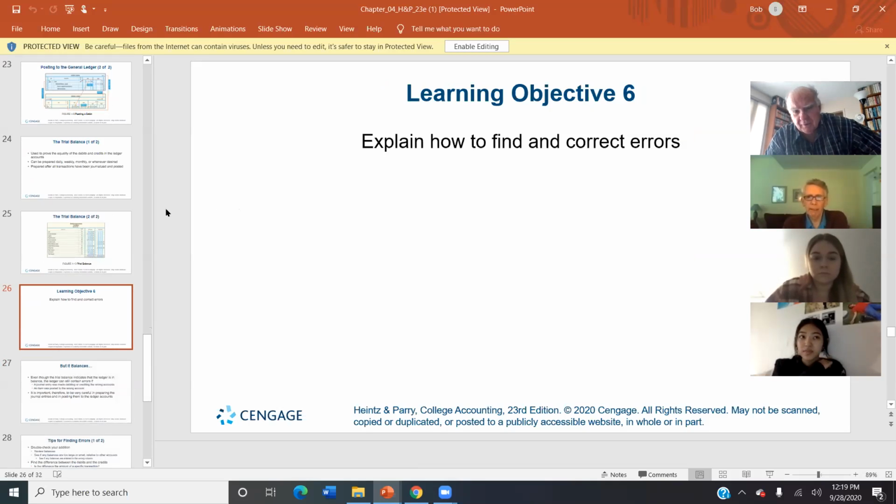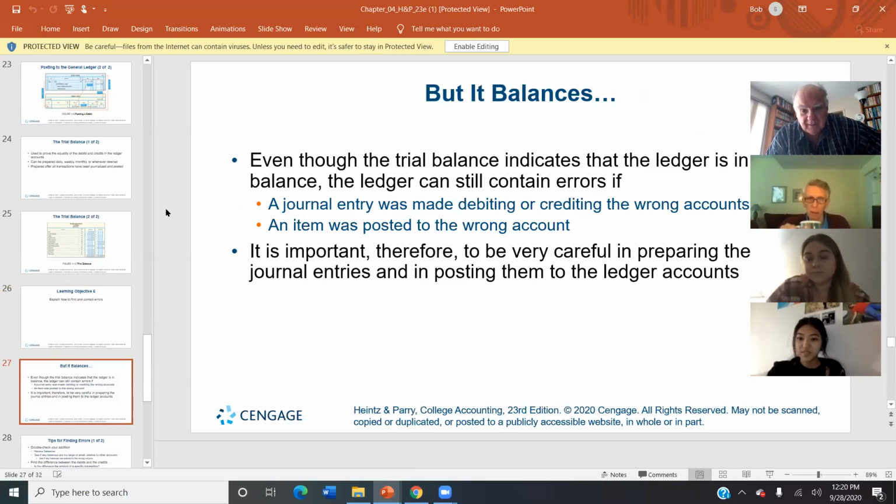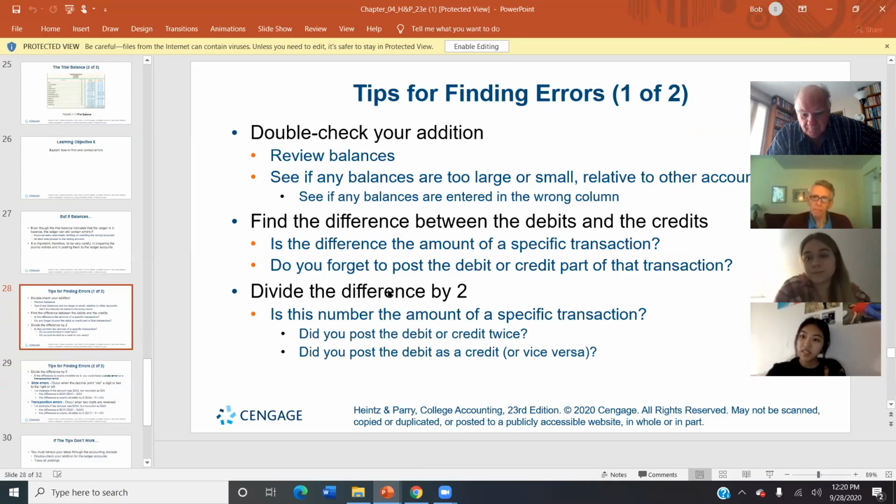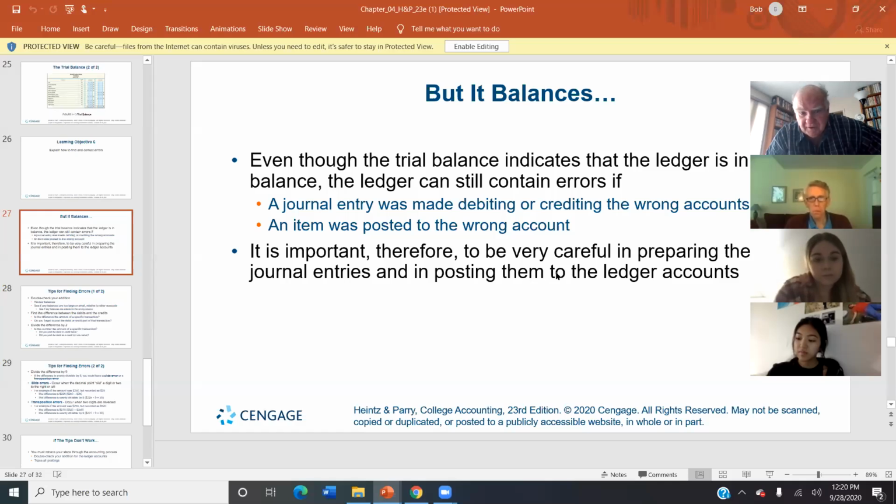How to find and correct errors. I'm not going to get into this too much. I'm just going to say when you make an error in the general ledger, you can't erase it. You really can't cross it out because it's there forever. The only way to correct is to reverse the entry and then right below it, put it in properly. So you show the wrong entry, the correcting entry, and then the correct entry. Even though the trial balance balances, an item could be wrong. We need to be very careful in preparing the journal entries.